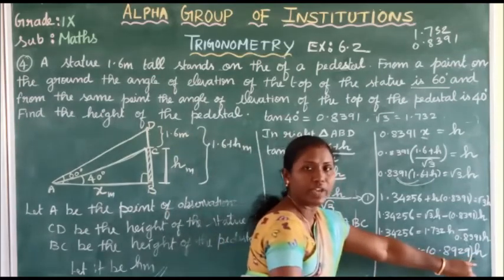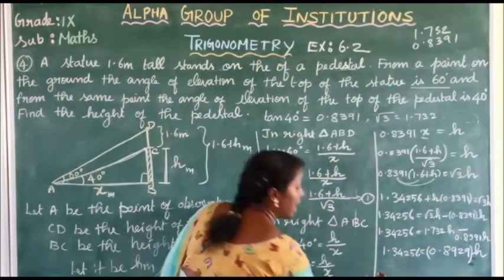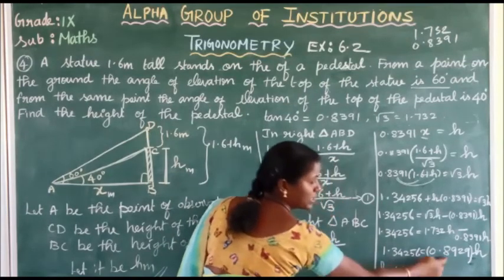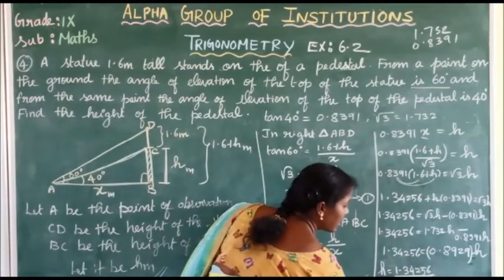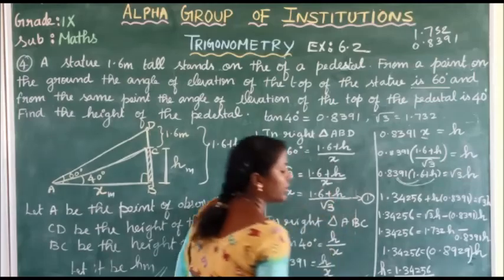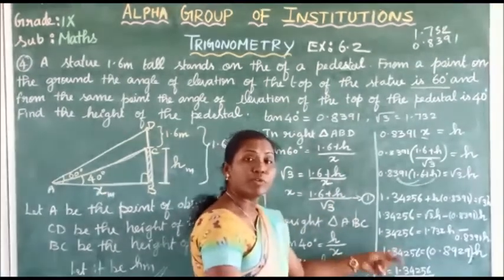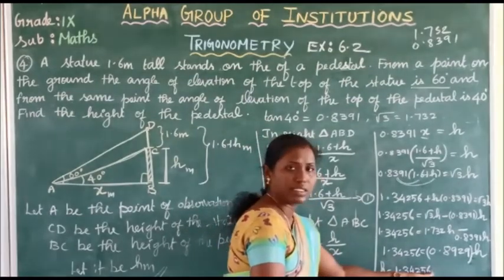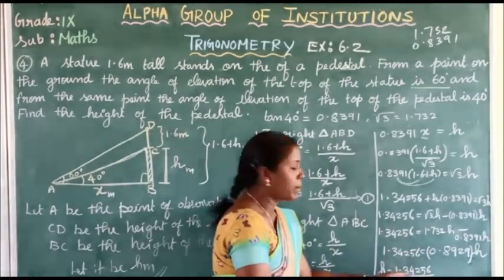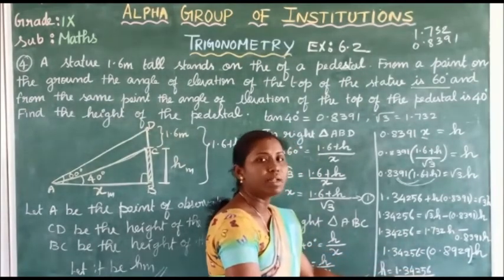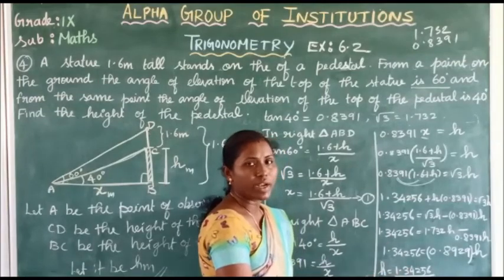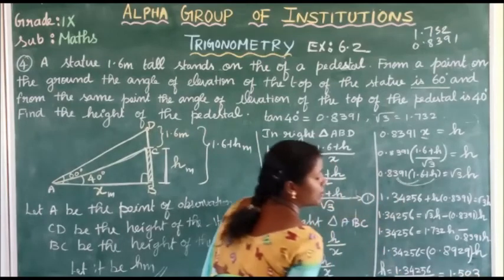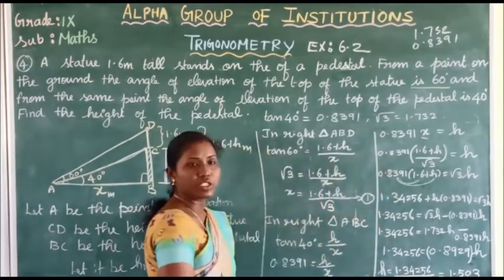So I want only the value of h. How can we rearrange this equation? h is equal to 1.34256 by 0.8929, because here it is in multiplication, and when it comes here it is under division. To divide these two numbers, you can remove the decimal by multiplying by 1 lakh, or divide with the decimal itself. You will get the final answer as 1.503 meter.